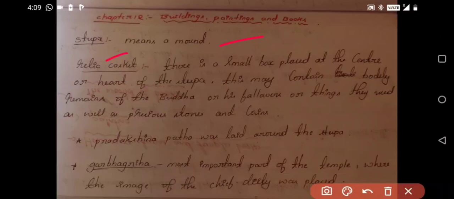Then coming to the Pradakshina path, this led around the stupa. Still, whenever we go to a temple, we do Pradakshina around the temple. So that path is called the Pradakshina path, and the entrance to the path was through the gateways. Devotees used to walk there and take a walk around the temple on this Pradakshina path. Then Garbhagriha. Garbhagriha was the most important part of the temple because this is where the image of the chief deity was placed.